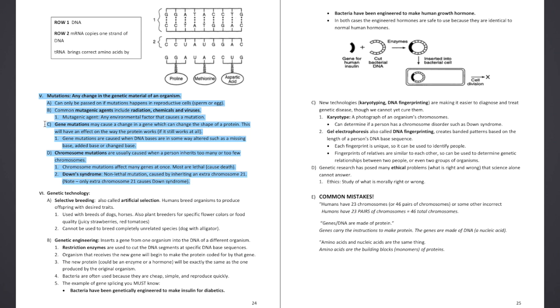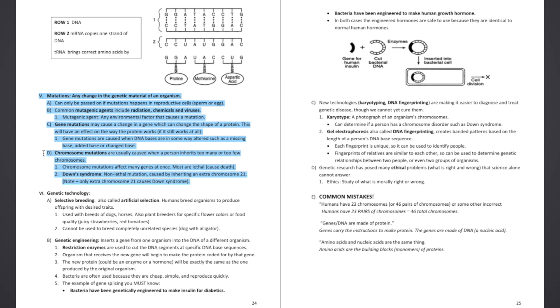C. Gene mutations may cause a change in a gene, which can change the shape of a protein. This will have an effect on the way the protein works, if it still works at all. 1. Gene mutations are caused when DNA bases are in some way altered, such as a missing base, added base, or changed base.